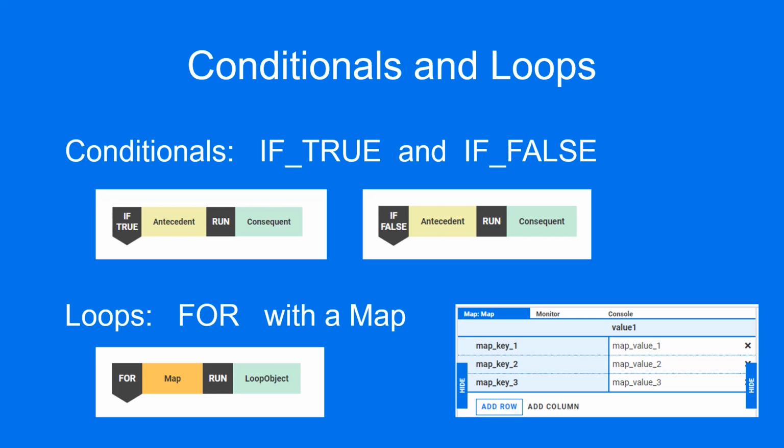A loop in Alyvix executes a single test case object or a section a fixed number of times. The number of cycles through the loop depends on the number of rows in its assigned map. In this example, it's 3 times.